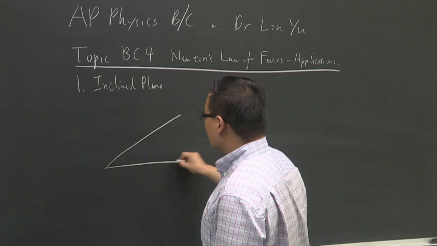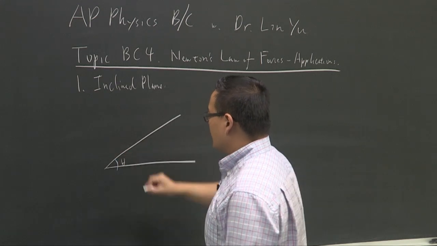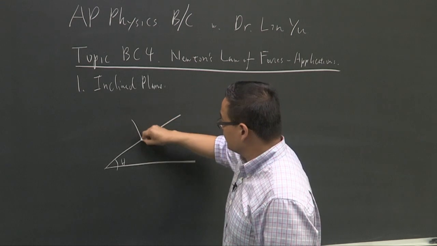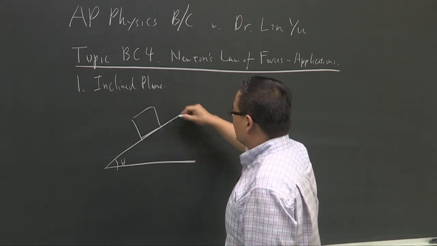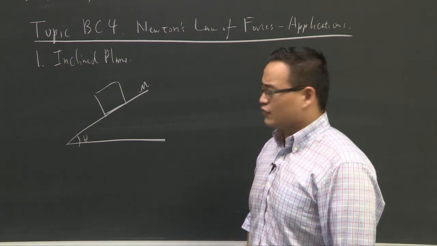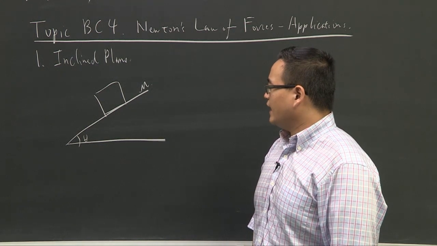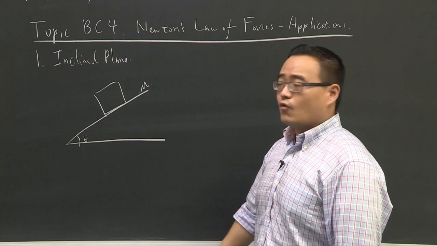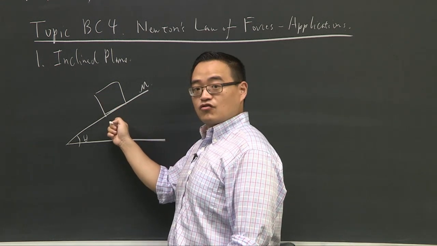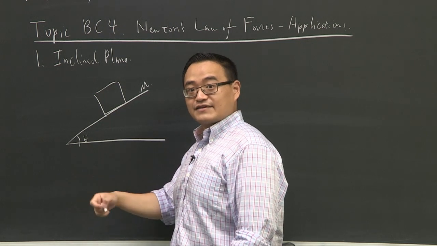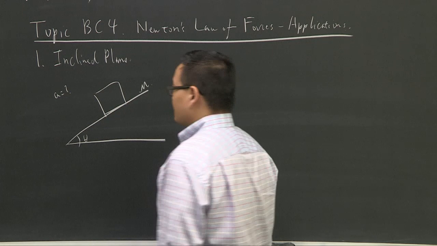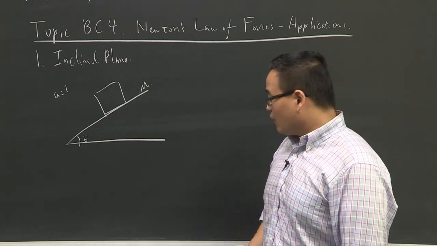They always start off with: your object rests on an inclined plane with angle theta, and there's a certain amount of friction, mu, whatever the friction surface between the object is. They will ask you, one, whether this object is going to stay put or slide down, and if it does slide down, what is the acceleration?